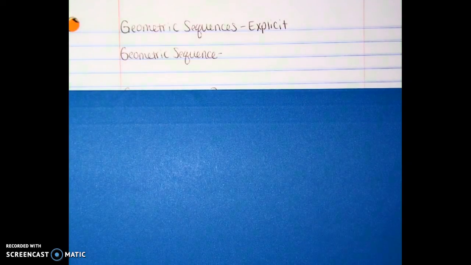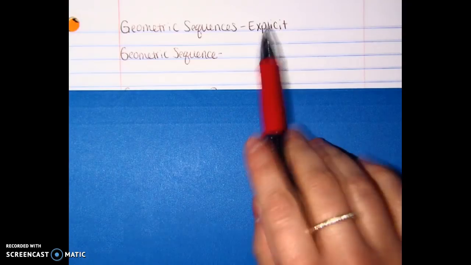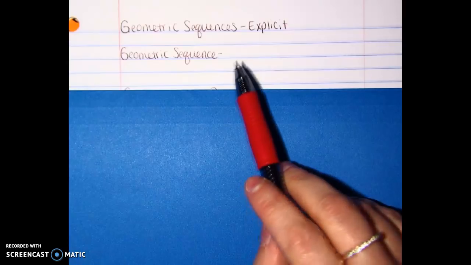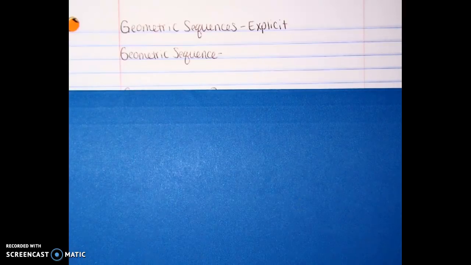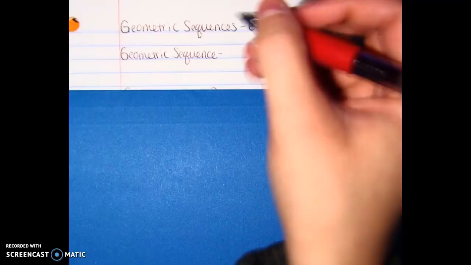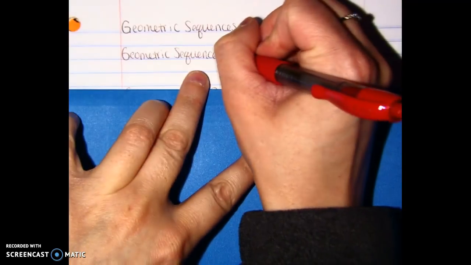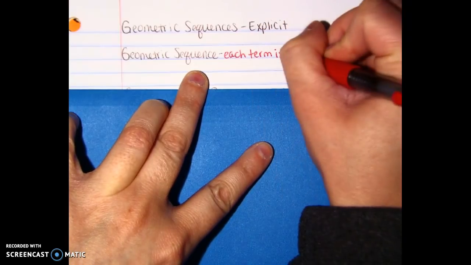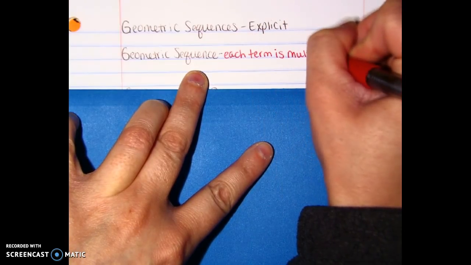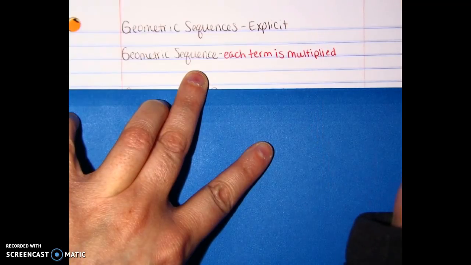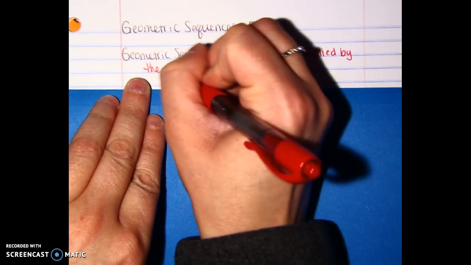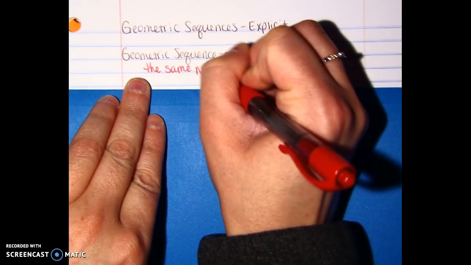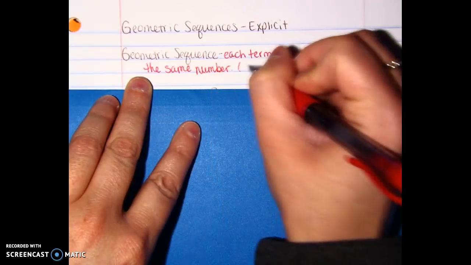Okay, these are the notes on part 1 of the geometric sequences that we're going to be working with, and this is for the explicit one. Tomorrow we'll do recursive. So in a geometric sequence, each term is multiplied by the same number. This is called the common ratio.